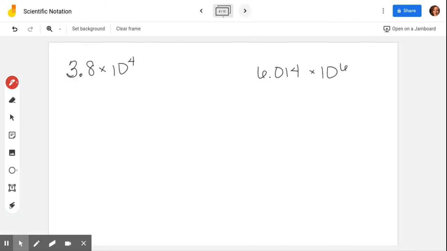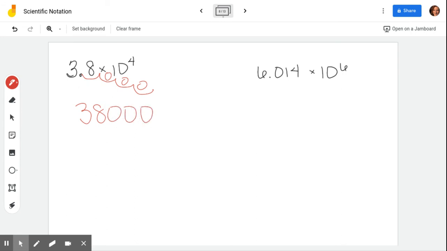I really think you're going to find this part pretty easy. 3.8 times 10 to the fourth. My exponent is a positive 4. So what that's telling me to do is pick up my decimal and go 4 to the right. 1, 2, 3, 4. Fill in any of those blank little loops or gaps you have with zeros, and then rewrite it. So I have a 3, 8, 0, 0, 0.